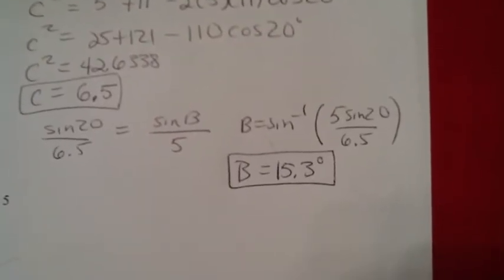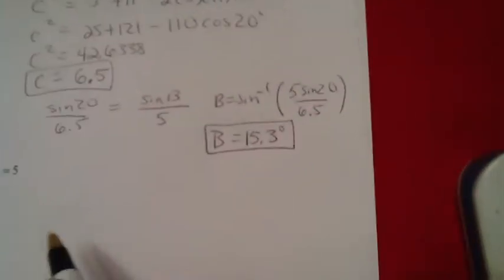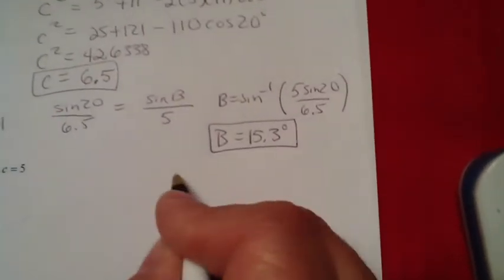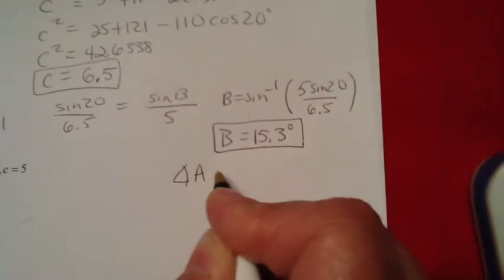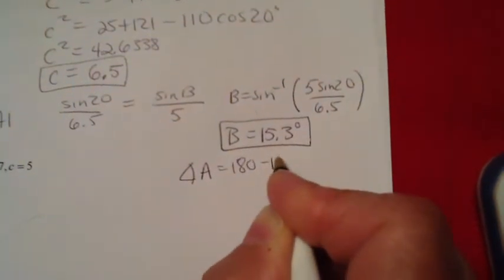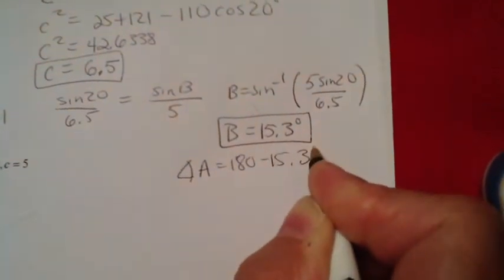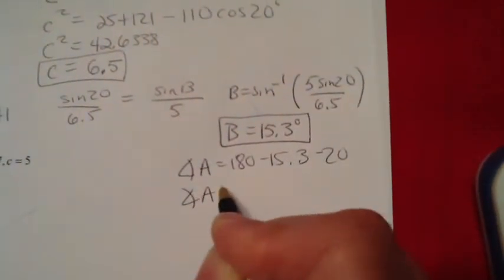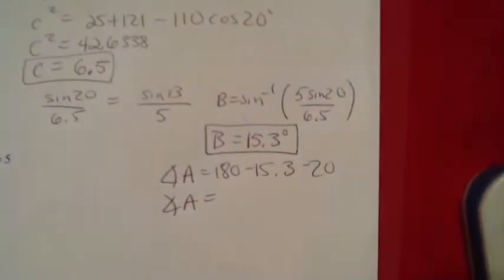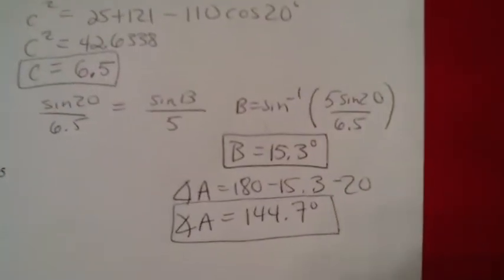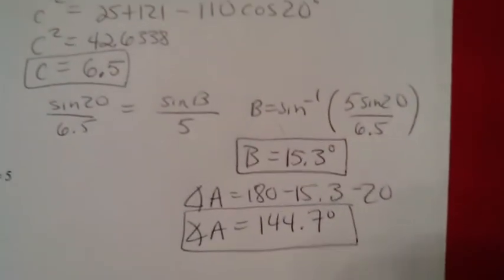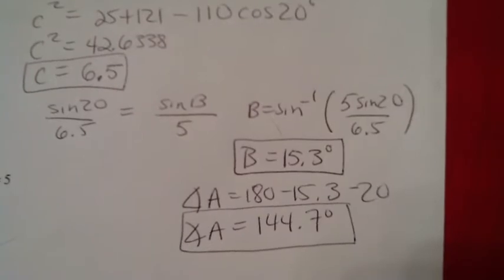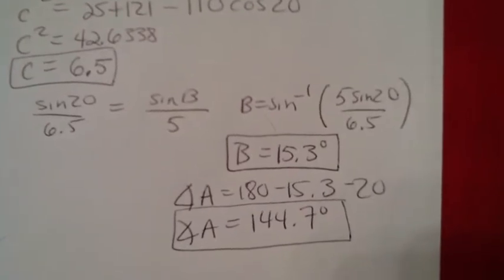And when I plug this into my calculator, I get B to be 15.3 degrees. Now I have angle C and I have angle B. So what I need to find now is angle A, which is going to be 180 minus 15.3 minus 20. And when I plug this into my calculator, I'm going to get 144.7. And those are my answers. I have now solved for the entire triangle. Now what happens when I have side, side, side? Let's look at the next example.